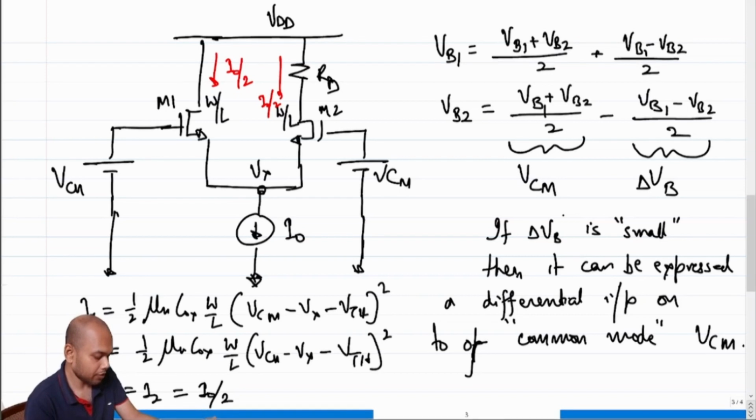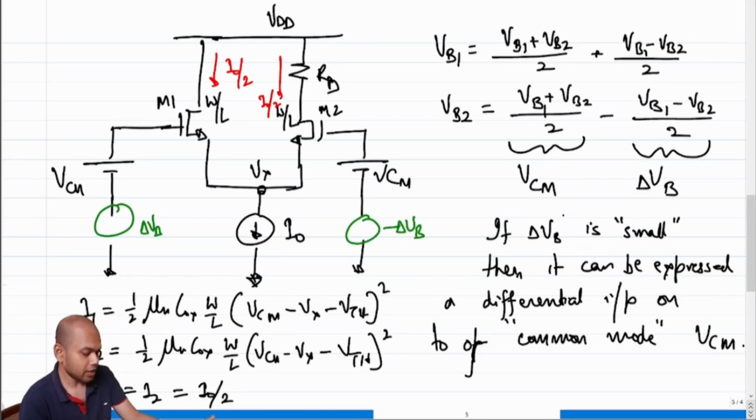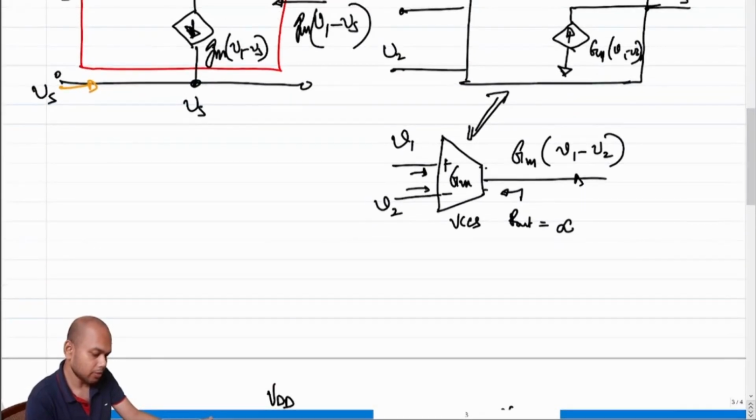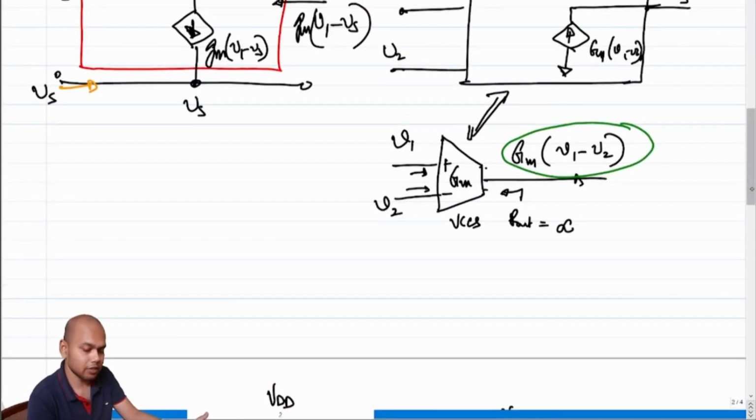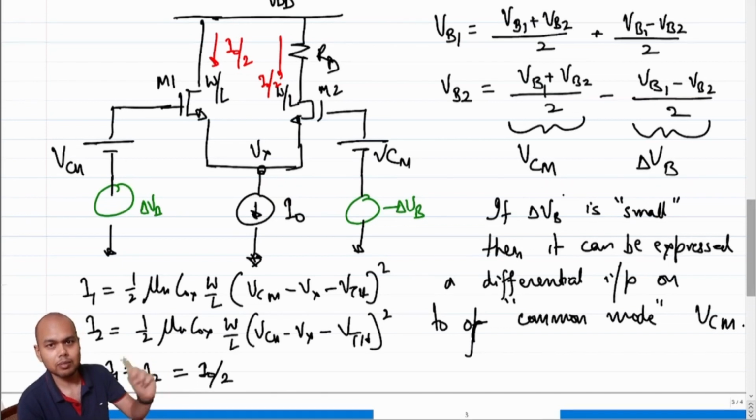So why am I bothered with this? Because now if we introduce plus delta VB and minus delta VB, we can say that their application will create an incremental current. How much will that incremental current be? It will be equal to Gm times (V1 minus V2). What is V1 in this case? V1 is plus delta VB, and V2 is minus delta VB.